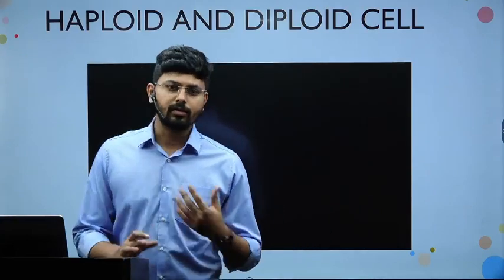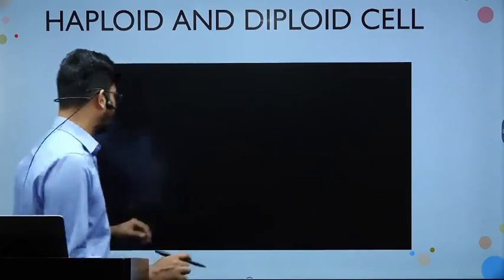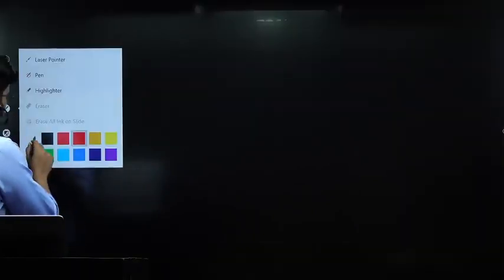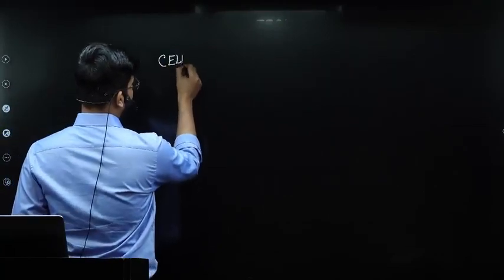So first we'll start with haploid and diploid cell. Okay, first I'll give you a brief on what is haploid and diploid cell. Yesterday we have studied regarding cells, right?